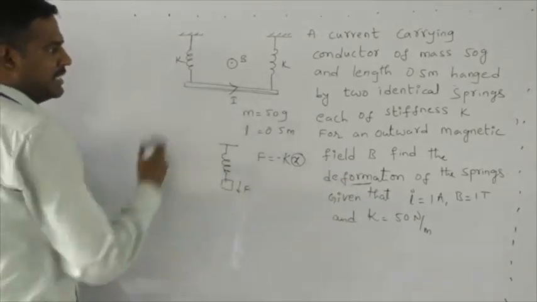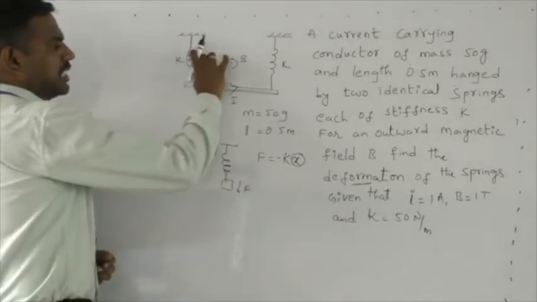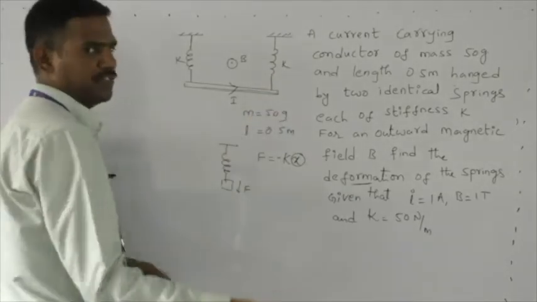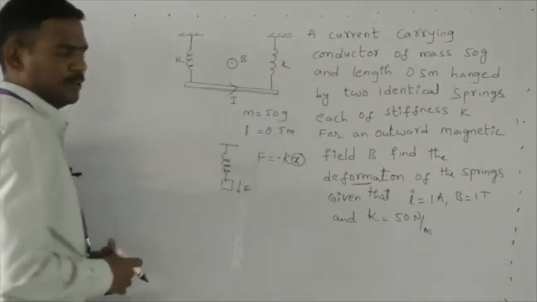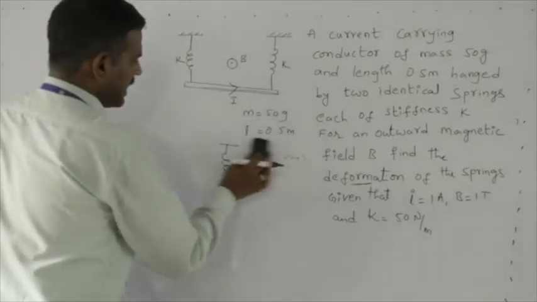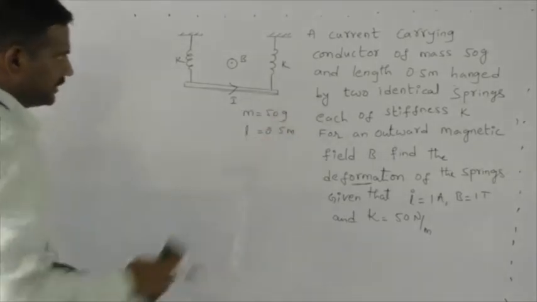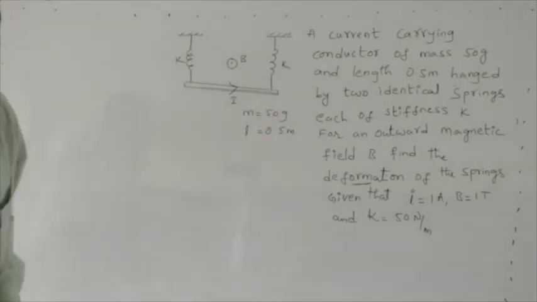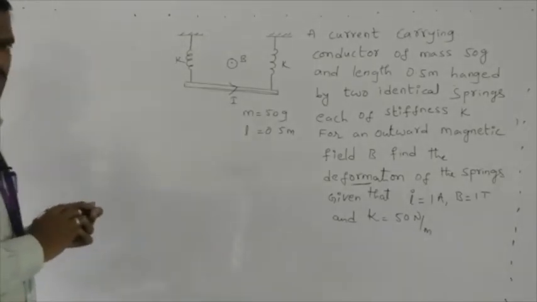The deformation here is nothing but the amount of stretch that has taken place for both of them. That's what we have to find out. And see here, since it is carrying the current I in this direction, what will be the direction of the force? Let us use our Fleming left hand rule.